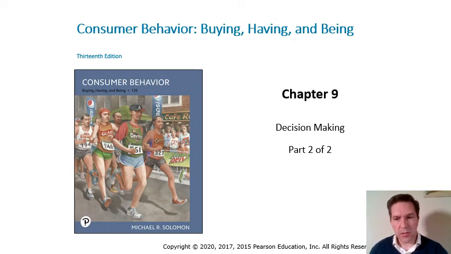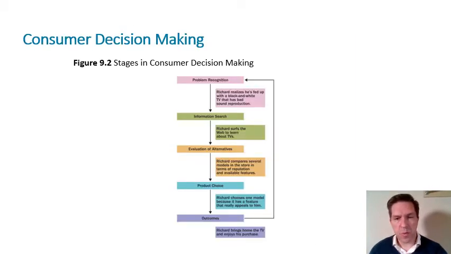We're going to continue talking about how consumers make decisions. This is part 2 of consumer decision making. If you remember from part 1, we were talking about the process by which consumers make decisions, and we were breaking it down into different stages. The first stage being realizing that the consumer has a problem or an opportunity that they want to tackle.